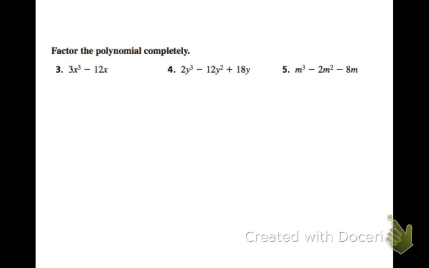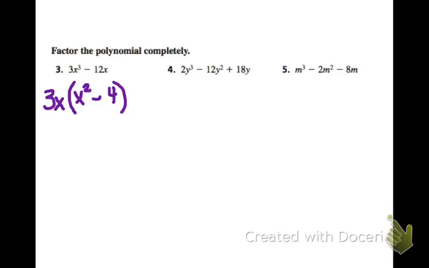When I look at this binomial, I look to see if there is anything that can be factored out. And in 3x cubed minus 12x, I know that I can factor out a 3x. So divide each term by 3x. 3x cubed divided by 3x leaves me with x squared. 12x divided by 3x leaves me with 4. All right? And you might think that you're done, but don't forget to look a little further.